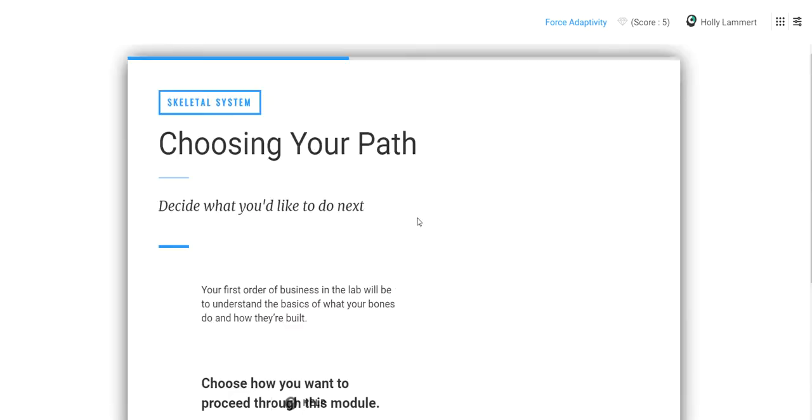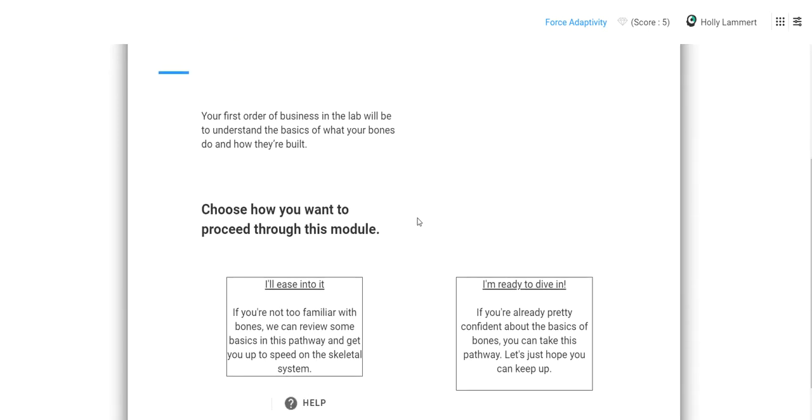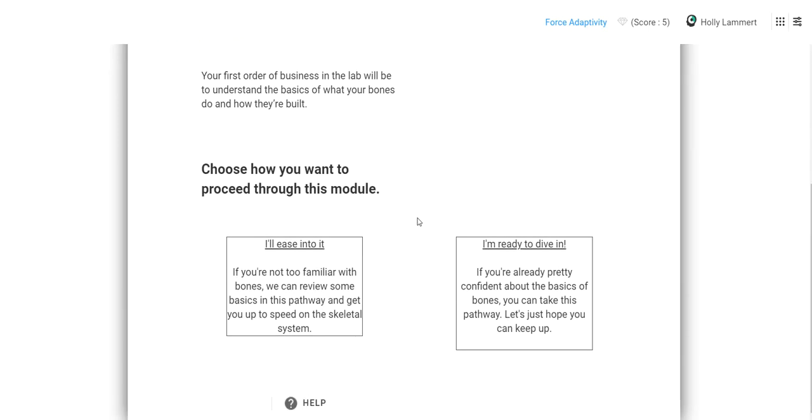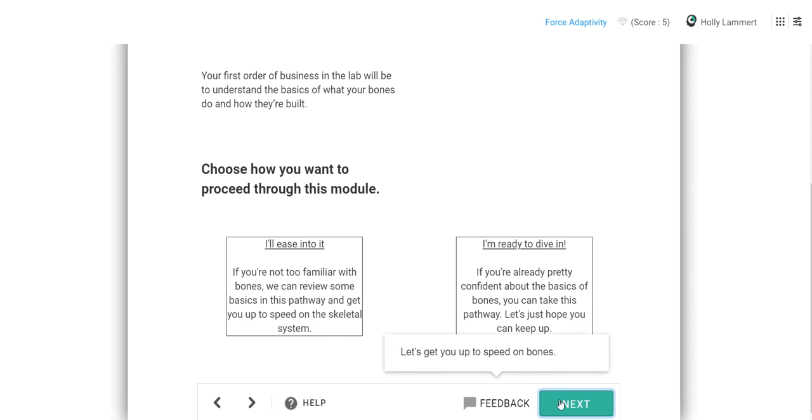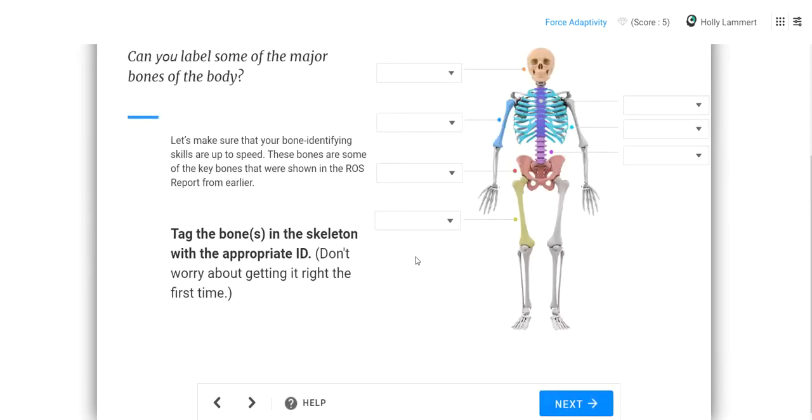Yeah, okay. Choosing your path. Decide on what you'd like to do next. Your first order of business in the lab will be to understand the basics of what your bones do and how they're built. Are you ready to dive in, or do you want to ease into it? For the sake of this lesson, let's ease into it.